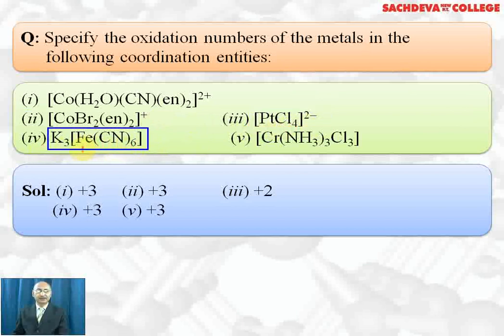In K3[Fe(CN)6], the oxidation state of iron is +3 because cyanide is -6 and potassium gives +3, so total +3 -6 equals 0. Here chromium has +3 because ammonia is neutral and chloride is -1 into 3, so -3 plus 3 equals 0. +3 is the oxidation state of chromium in this complex.